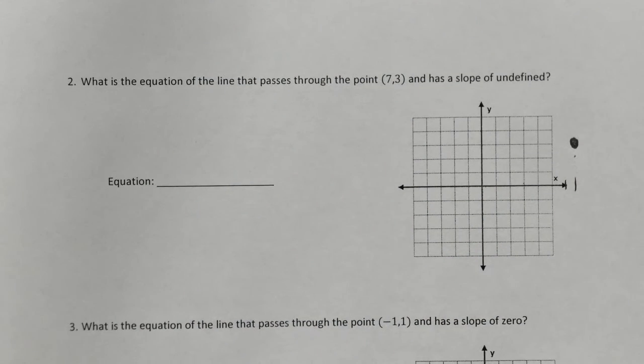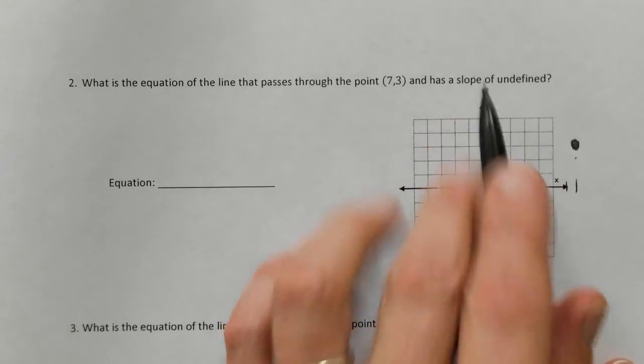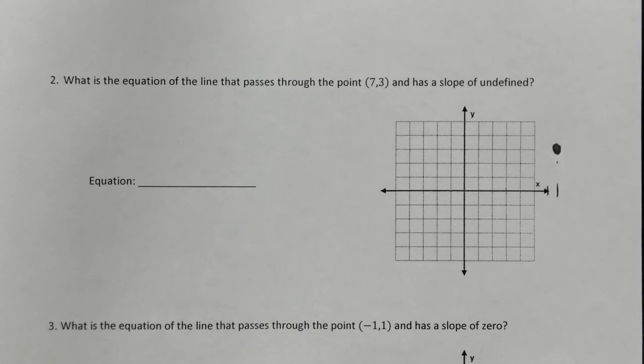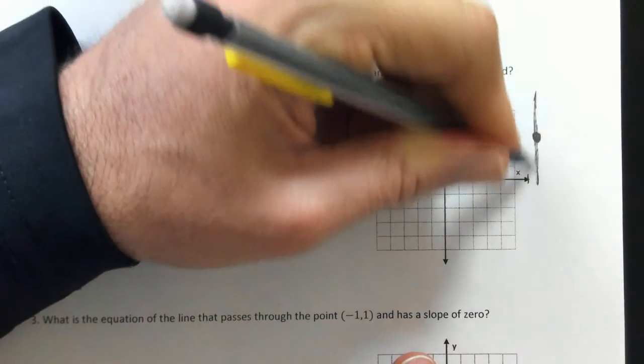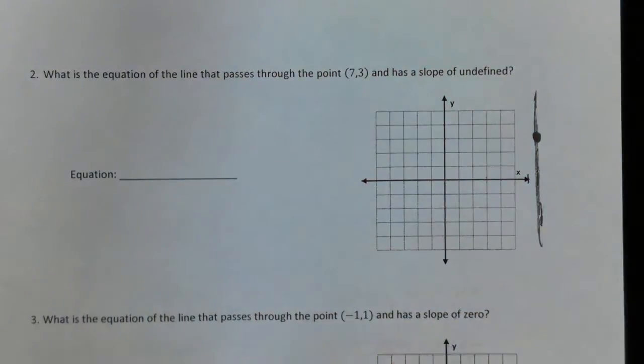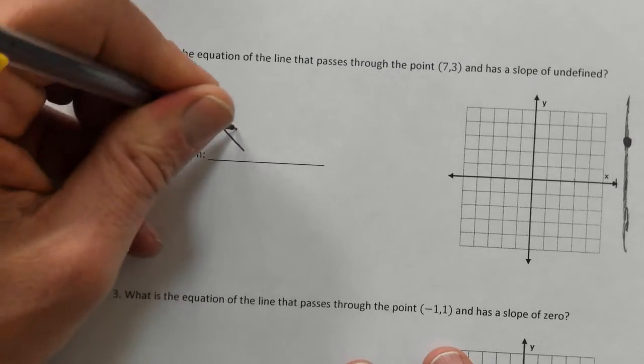Now, we need to determine whether we have a horizontal or a vertical line. And we can do that through our slope. If the slope is undefined, then we know that it has to be a vertical line. So we're going to go ahead and draw a vertical line through this point. And so this is the line that I have here. Also, we know if we have a vertical line that the equation is going to be x equals something.